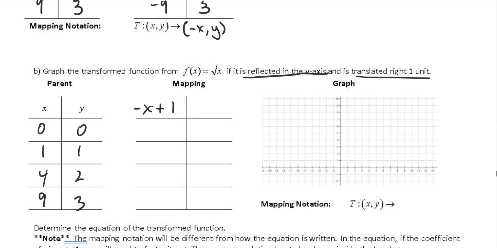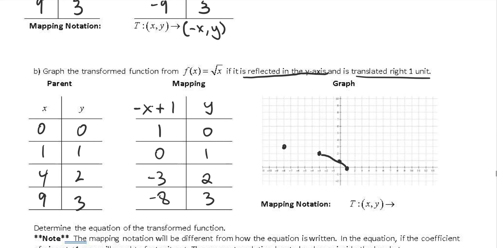Take your x values 0, 1, 4, 9, and multiply them by -1. So 0 times negative is 0, plus 1 is 1. 1 becomes -1 plus 1 is 0. 4 becomes -4 plus 1, which is -3. And you have -9 plus 1, which is -8. Y values still remain 0, 1, 2, and 3. Plotting my points, 1 and 0, 0 and 1, -3 and 2, and -8 and 3.